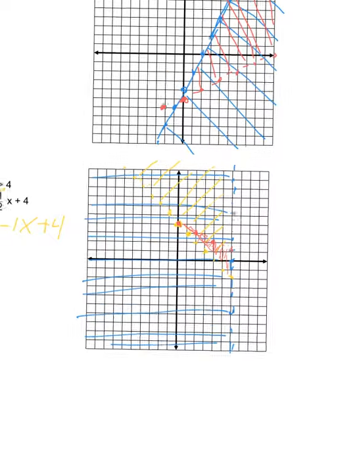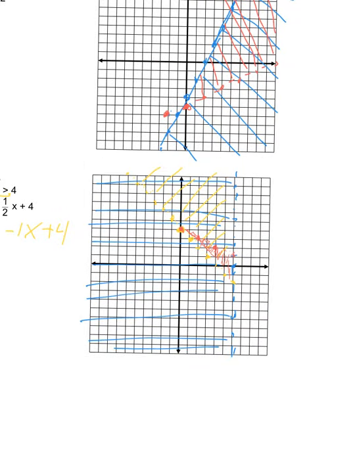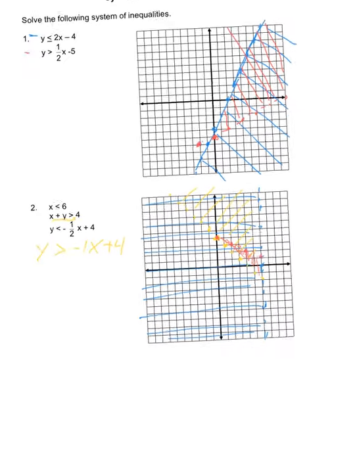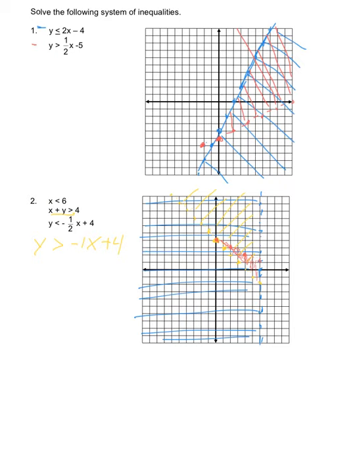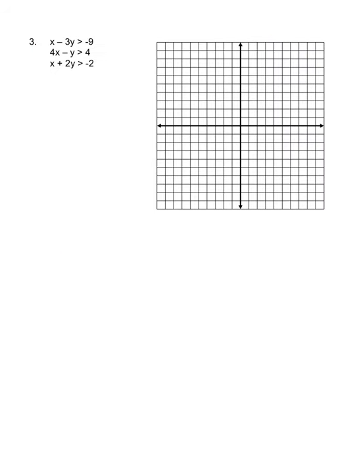Moving on to number 3. I'll start with blue again. You've got to put it in y equals, so I'm going to move the 1x across. That's -3y is greater than -1x minus 9. Now I have to solve for y, so I've got to divide by -3.